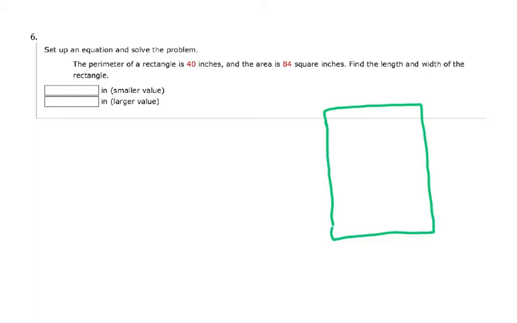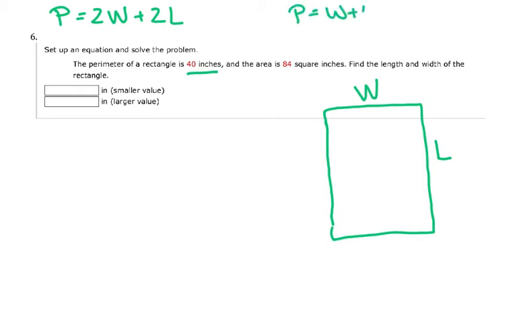The perimeter of a rectangle is 40 inches. I'm going to call this the width and this the length. We already know the perimeter formula is 2 times the width plus 2 times the length. If you don't remember where that comes from, you get the perimeter by adding up all the sides, right? And so we know that 40 equals 2w plus 2l.